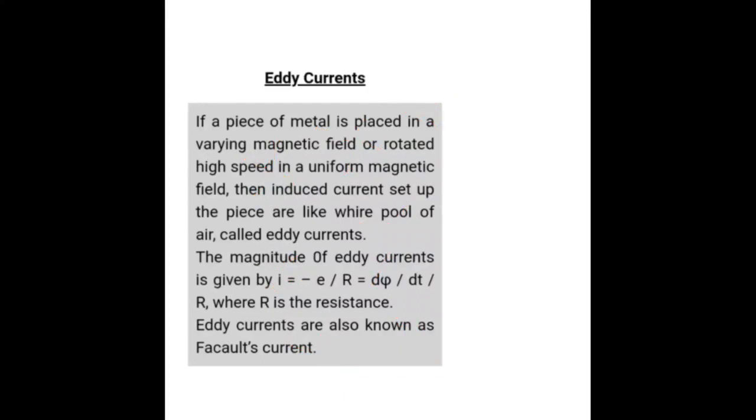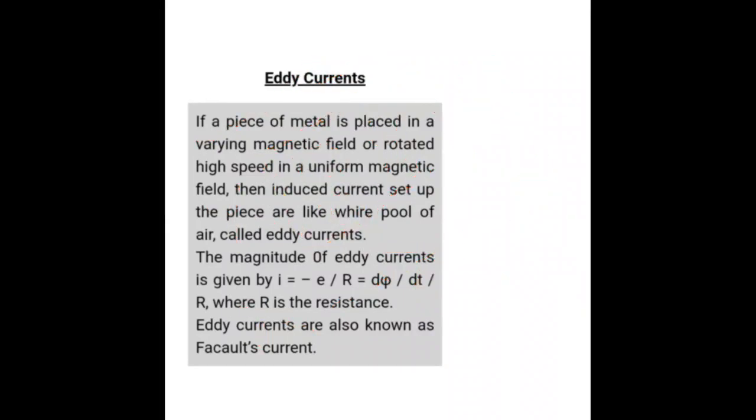When a piece of metal is placed in a varying magnetic field or rotated at high speed in a uniform magnetic field, a current is set up like circular loops. So if this conductor is made to move left and right in a magnetic field, a current will start flowing through it. These currents are called eddy currents. Because of this eddy current, the conductor will get heated up. Once it gets heated up, that loss of energy is called eddy current loss or eddy loss.